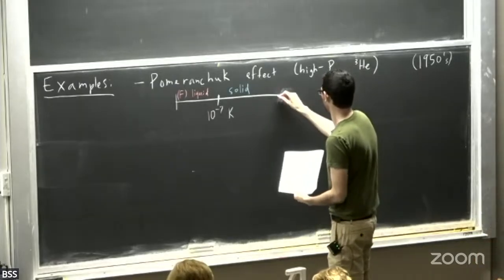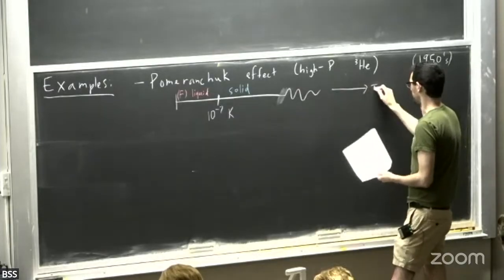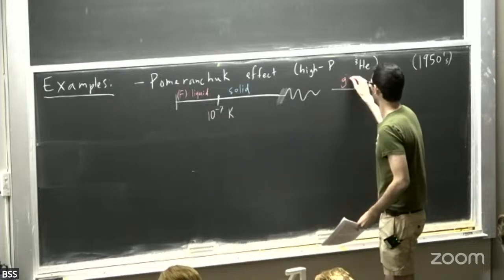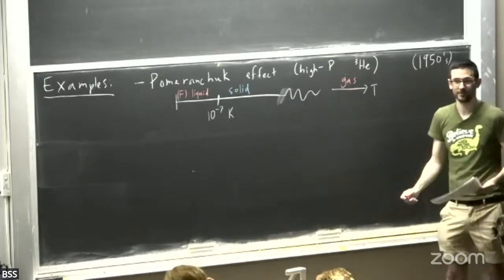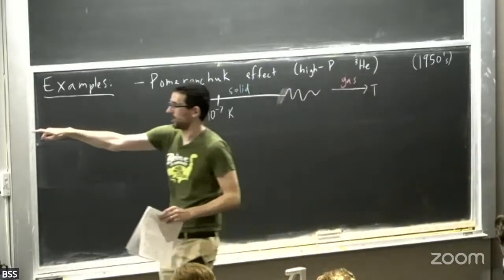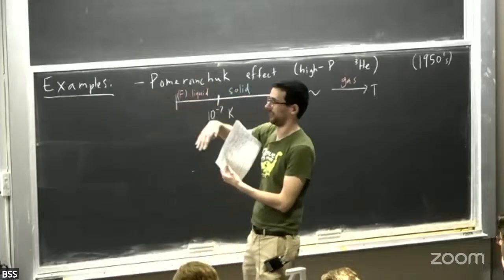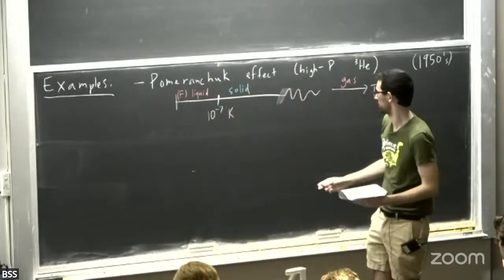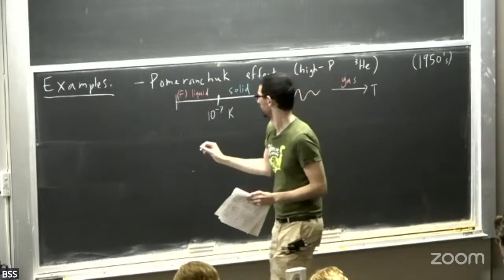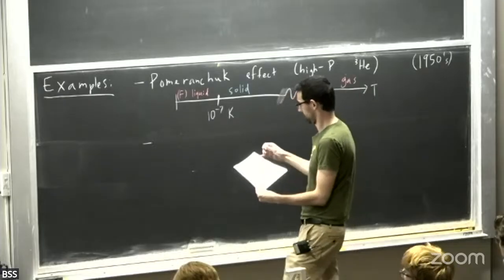And then the phase diagram continues. And of course, at much higher temperatures, like room temperature, we just have a gas. So the phase diagram kind of looks like this, right? There's some intermediate order, and then both at low and high temperatures, we see disorder. This has been experimentally realized. It's not just a theoretical prediction.